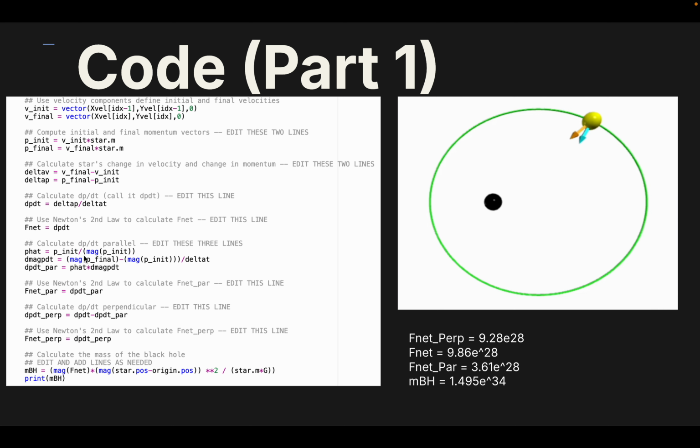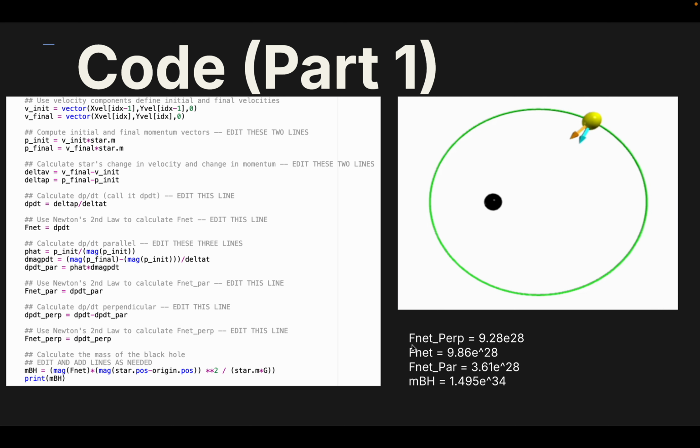This code right here was used to calculate the parallel force, which is then redefined as F net parallel, and the perpendicular force was just dp dt minus the parallel force. Then we use Newton's second law to calculate the total perpendicular force. Down here, the mass of the black hole is given by the magnitude of the net force times the magnitude of the change in the star's position, times 2, divided by the mass of the star times gravity. That gives us the mass of our black hole, and all of our forces are given over here.